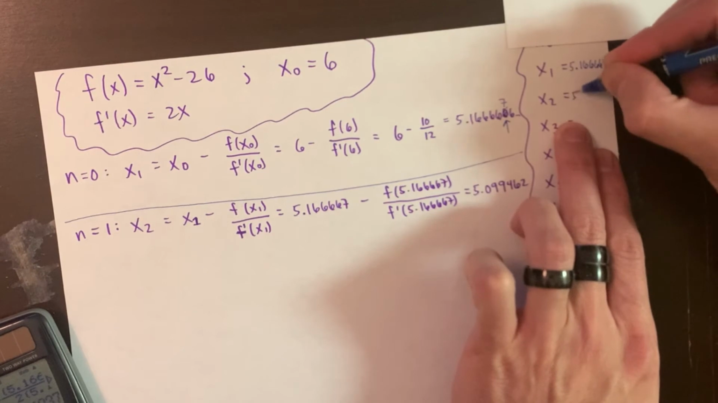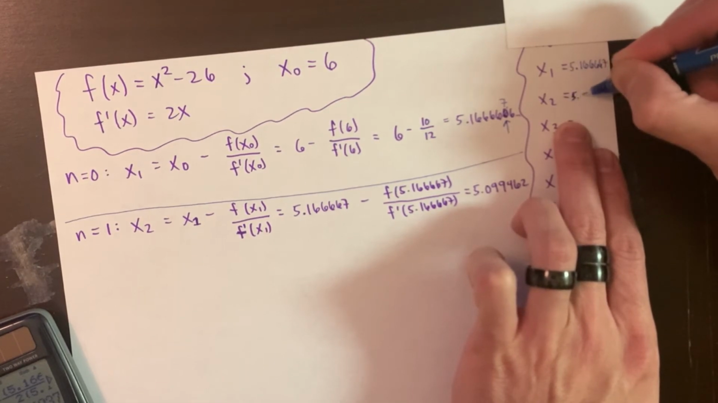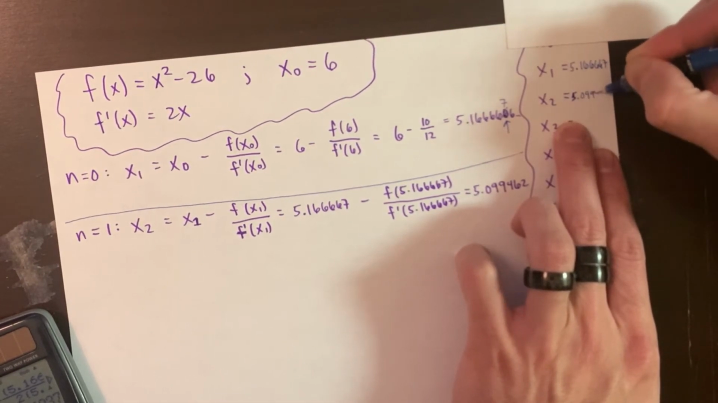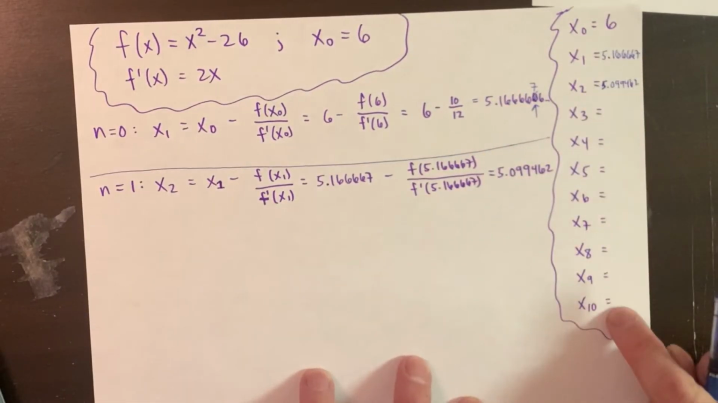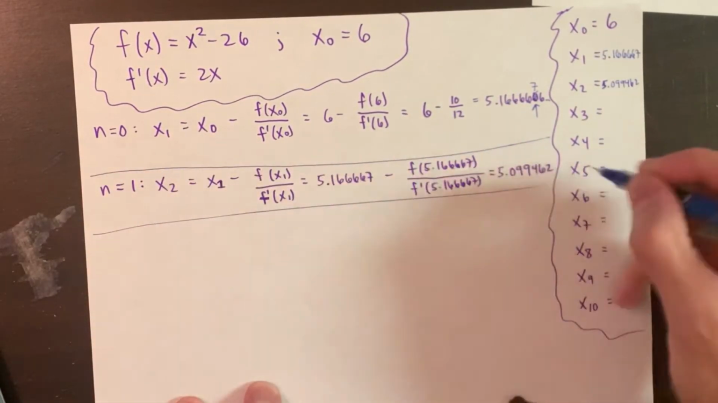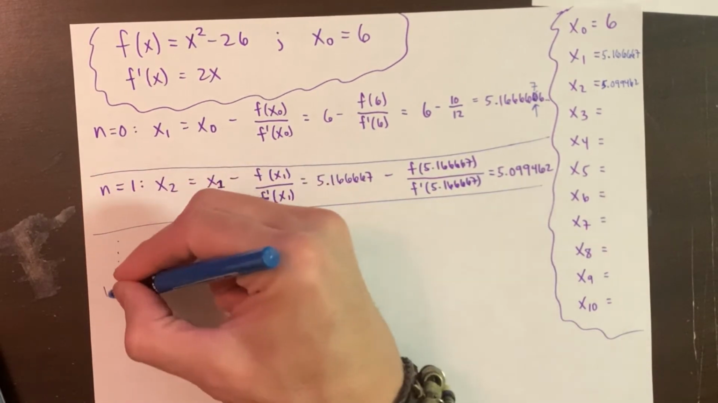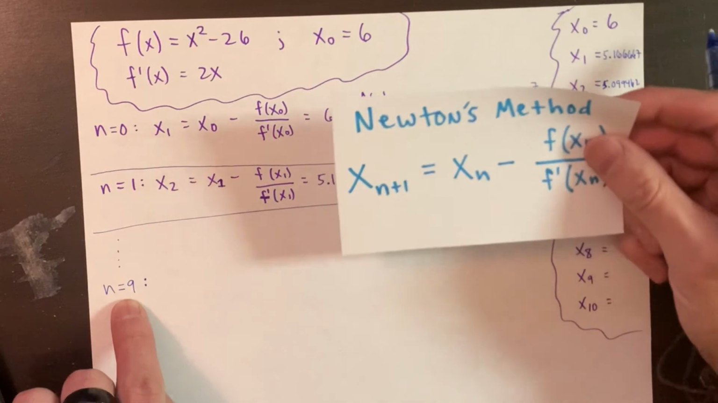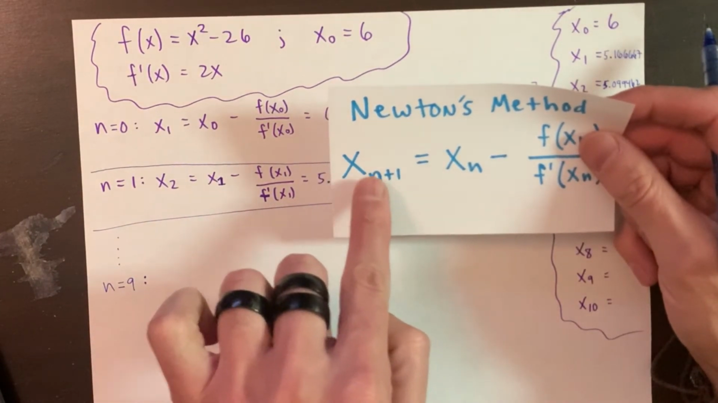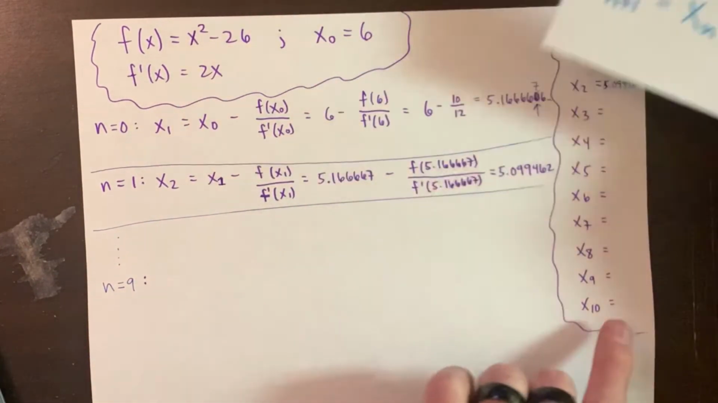So, 5.099462. Let me just say this, then I'll let you go. You need the first 10 iterations. That means that you should continue down all the way to n equals 9. You stop at n equals 9 because when n is 9, you're going to get x sub 10 down here.